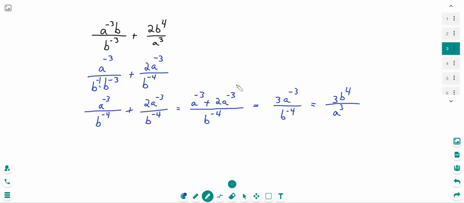So if you had decided to put everything into the positive exponent form, this is the answer that you would have gotten. If you decided to go negative, you would have gotten this answer. Either one is correct. They are equivalent. They're just another form of the same answer.